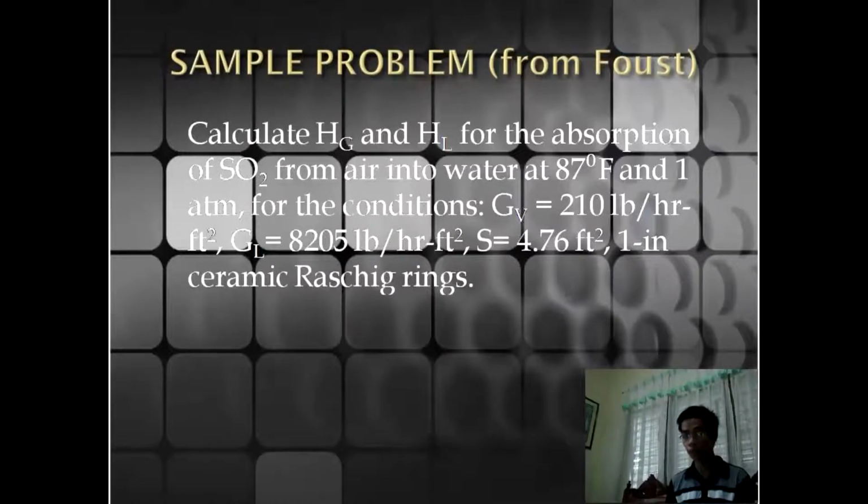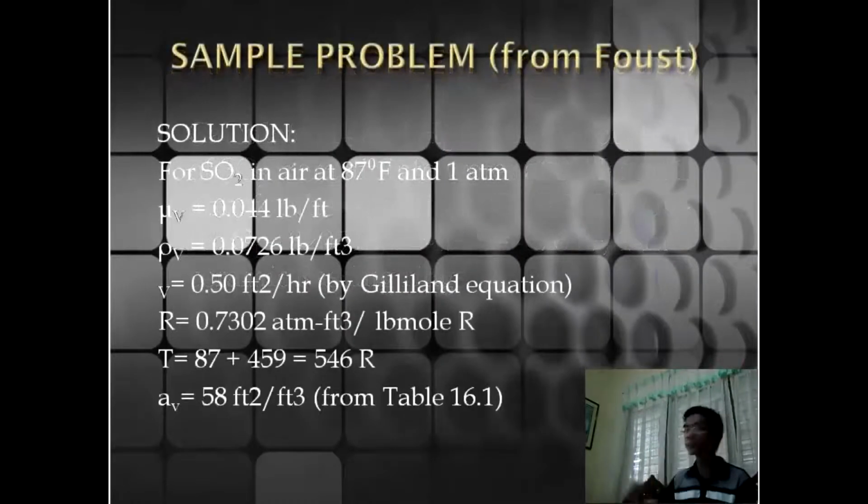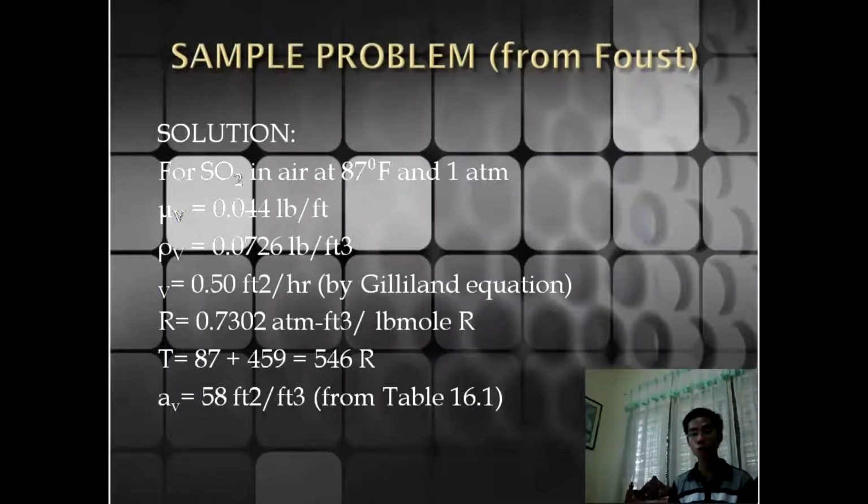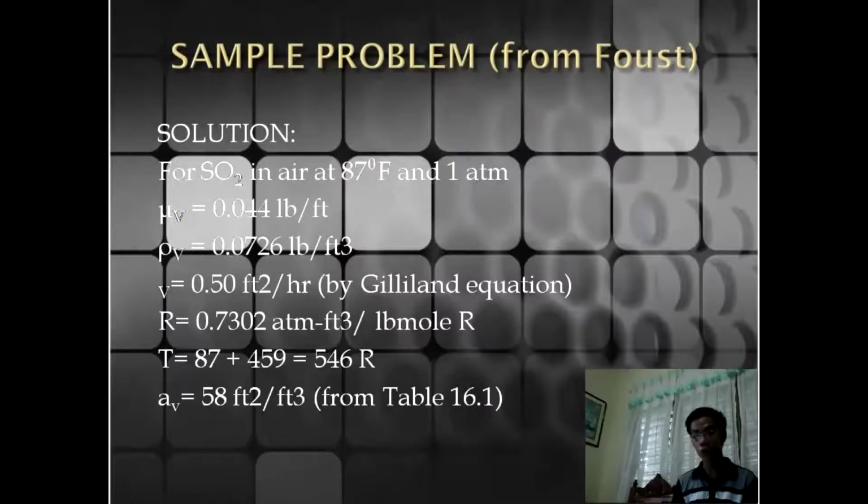From literature, we get these values. For SO2 in air at 87 degrees Fahrenheit and 1 atmosphere, μV is equal to 0.044 pound per foot-hour, rho V is equal to 0.0726 pound per feet cube, DV is equal to 0.5 feet squared per hour.